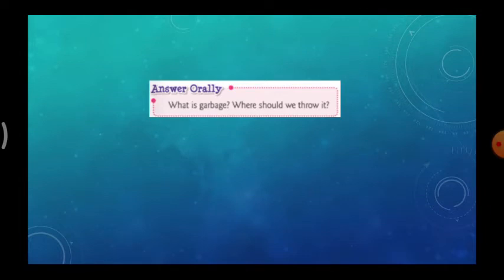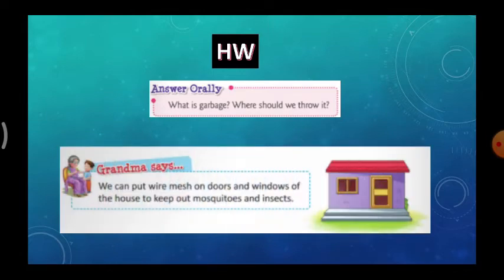So this is one question: what is garbage? Where should we throw it? So this is your homework, children. You have to write your answer. What is the meaning of garbage and where will we throw that? So this is your homework. You have to write the answer.